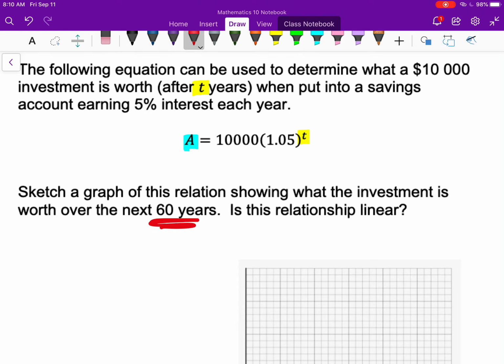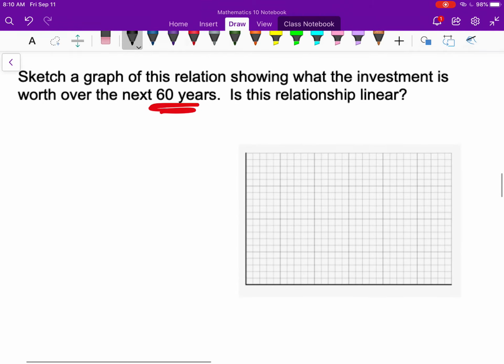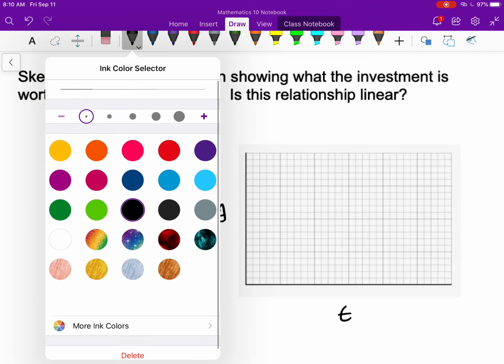So of my two variables, A for the amount of money, T for the time in years since it's been investing, which one is the dependent variable? Well, the amount of money you have depends on how long the investment has been growing for. And so the amount of money is the dependent variable, and time is the independent variable. Notice in lots of examples, in fact most examples, time is on the x-axis.